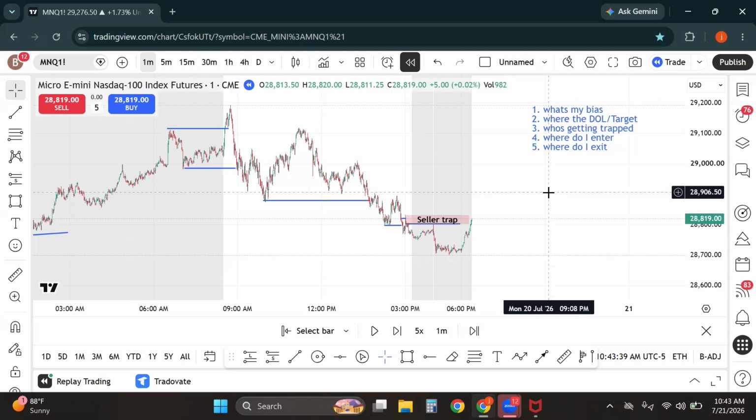This trade wasn't profitable because I found some magic entry. It was profitable because the market showed me who was trapped. The entry was just the execution. The real edge comes from reading the story the market was telling before I ever clicked buy.